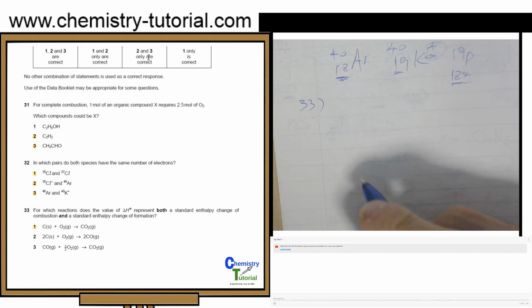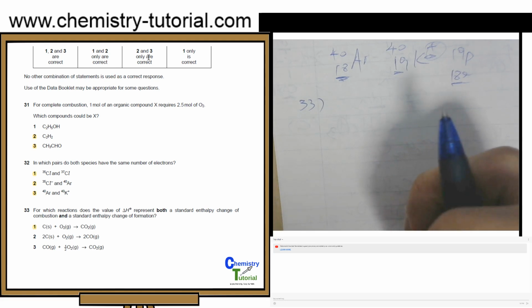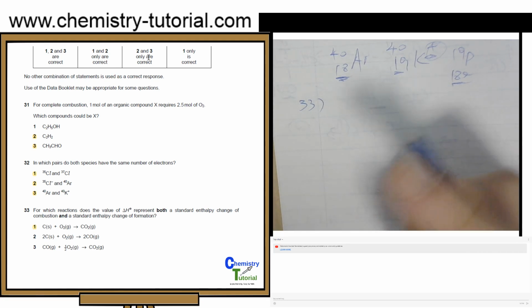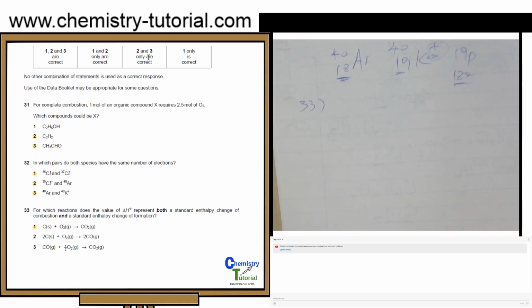So for option 1, we can call it the standard enthalpy change of combustion of carbon, as well as the standard enthalpy change of formation of 1 mole of CO2. Because the definition of standard enthalpy change of formation is the enthalpy change when 1 mole of product is formed from its constituent elements at standard conditions. And the elements used to form CO2 are carbon solid and oxygen gas.